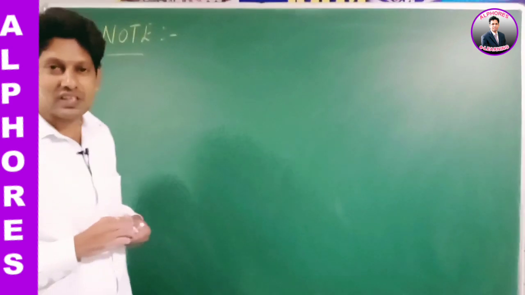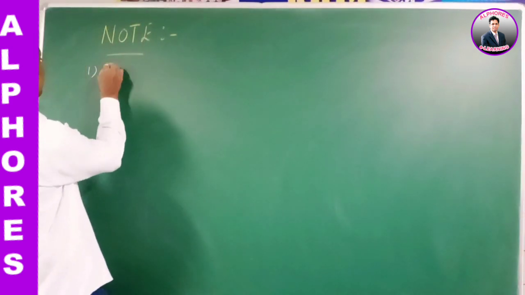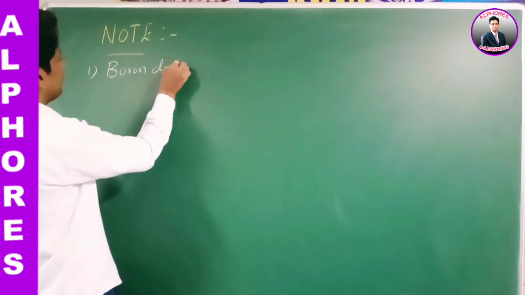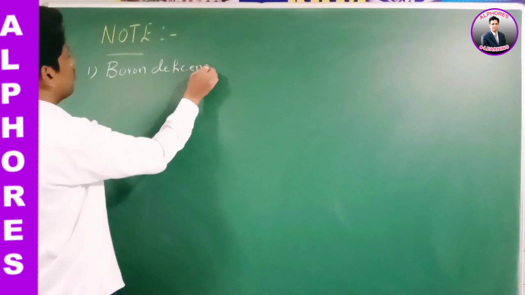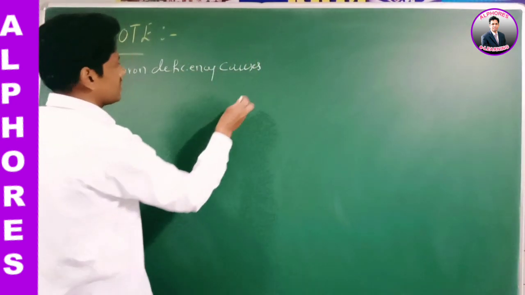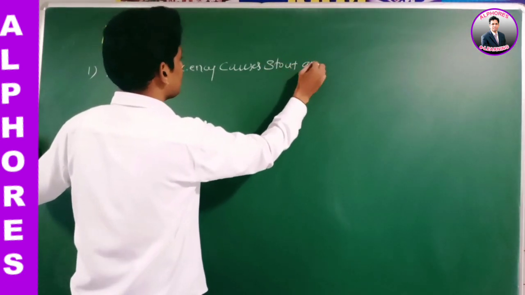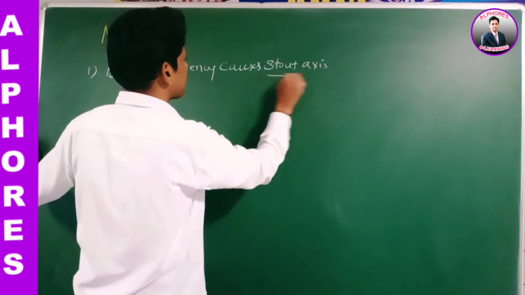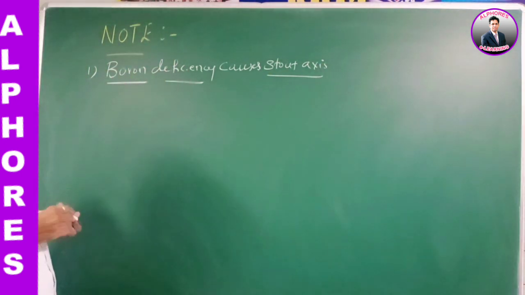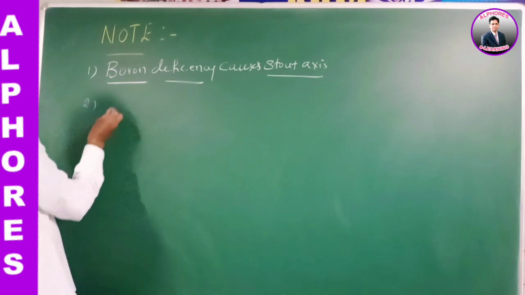Boron deficiency causes a stout axis. Boron deficiency causes a stout axis. Okay. Number 2, go for the second one.